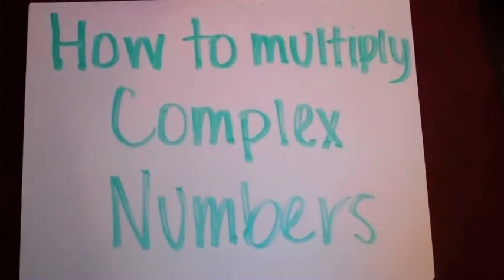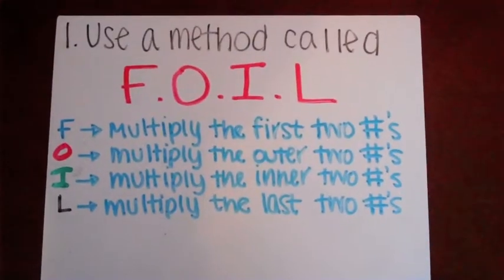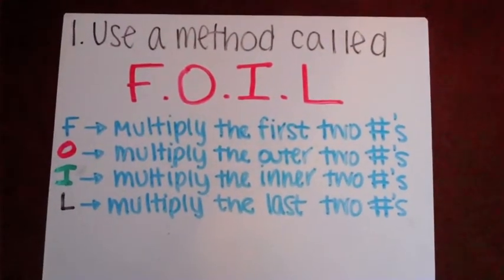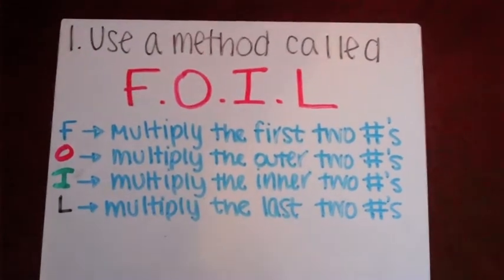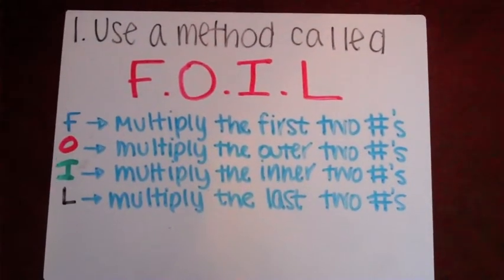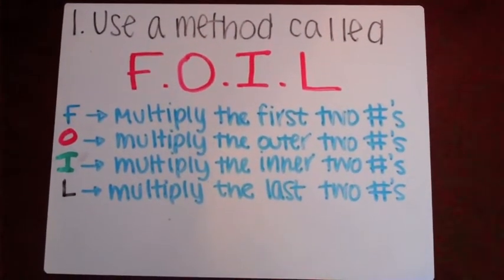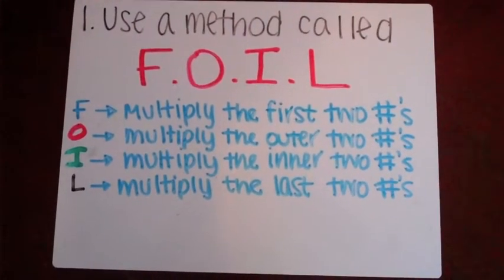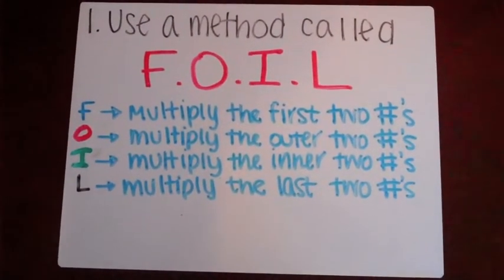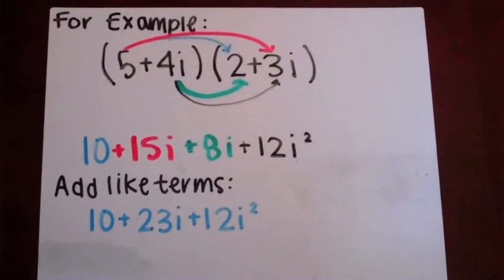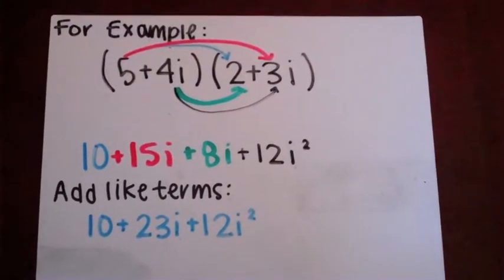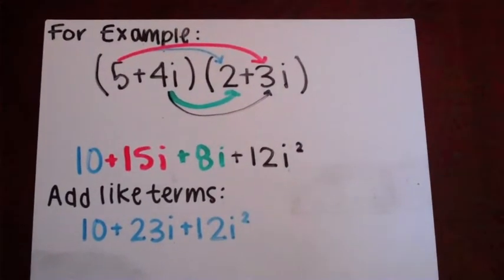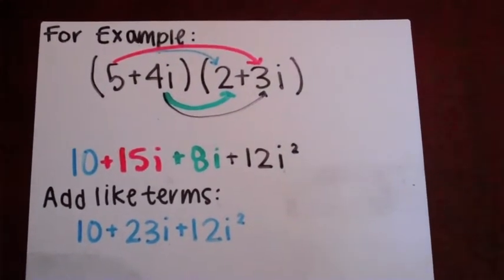How to multiply complex numbers. Use a method called FOIL. The F stands for multiplying the first two numbers. The O stands for multiplying the outer two numbers. The I stands for multiplying the inner two numbers. And the L stands for multiplying the last two numbers. For example, you have the equation 5 plus 4i in parentheses times 2 plus 3i in parentheses.